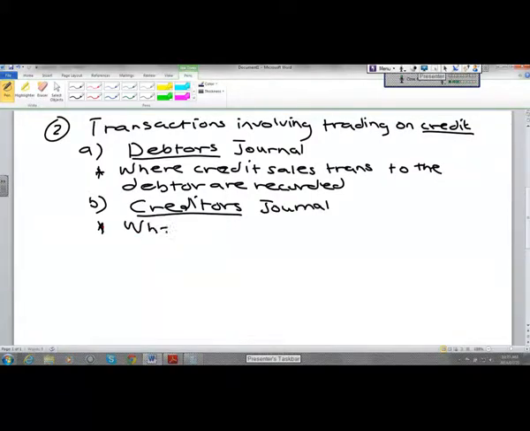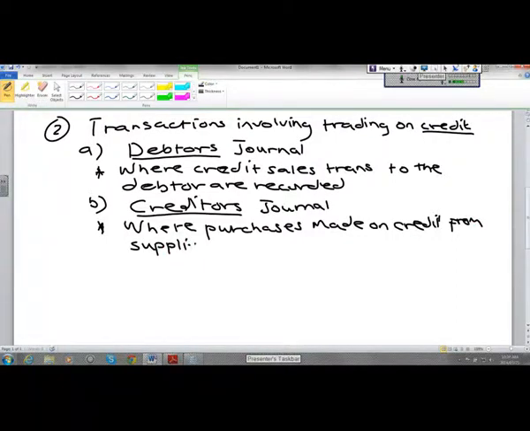So this is where purchases made on credit from suppliers are recorded. So you can see that both contain the keyword credit. That's different from the first category, which involved cash. And we move to the third category.